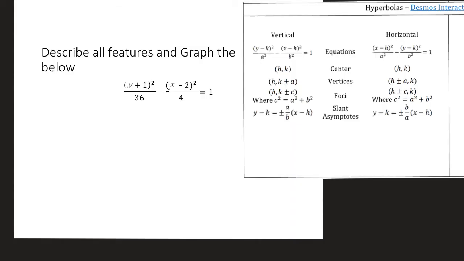Okay, here's one to try on your own. We're going to describe all the features and then graph the hyperbola below. So the first thing I want you to figure out is decide what type of orientation it should have and identify your H, K, A, and B. Pause the video and try that now.